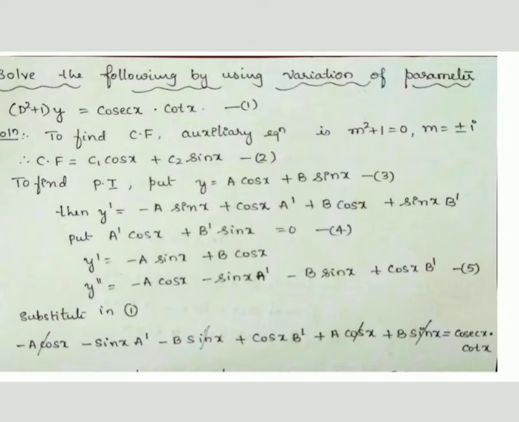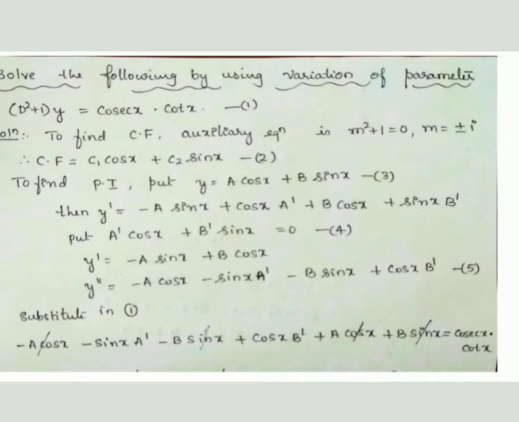For that, the complementary function is c1 cos x plus c2 sin x. Observe that here instead of a and b we are writing c1 and c2. Therefore the particular integral can be written as a cos x plus b sin x, and we shall call this equation number 3. Then y dash will be minus a sin x plus cos x into a dash plus b into cos x plus b dash into sin x. Here we have to put the sum of the a dash and b dash terms equal to 0, so that a dash cos x plus b dash sin x is equal to 0, and we shall call this equation number 4.